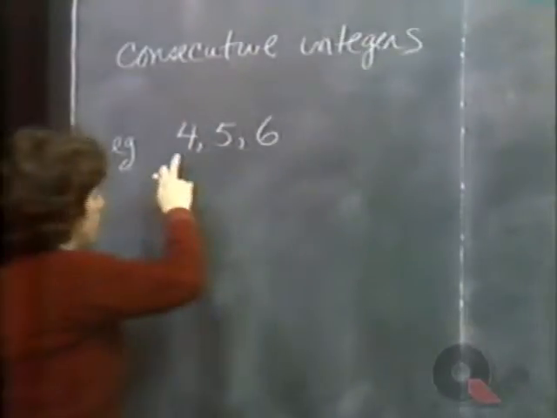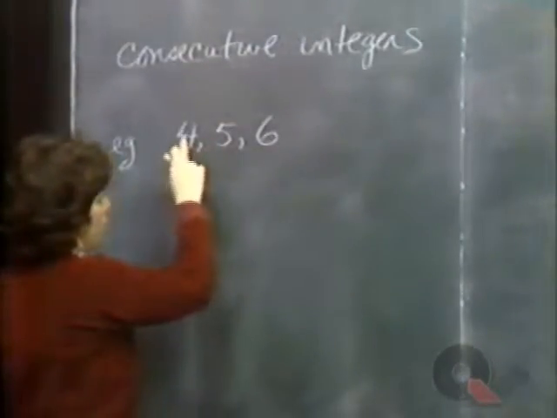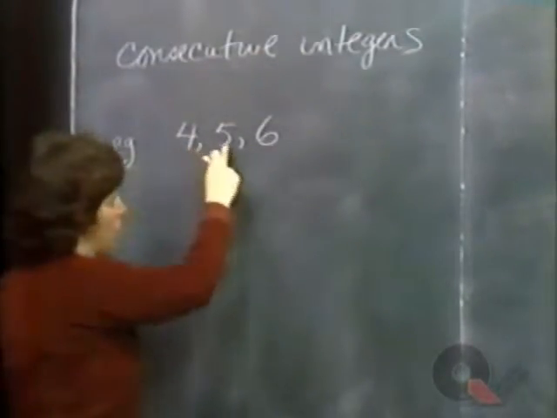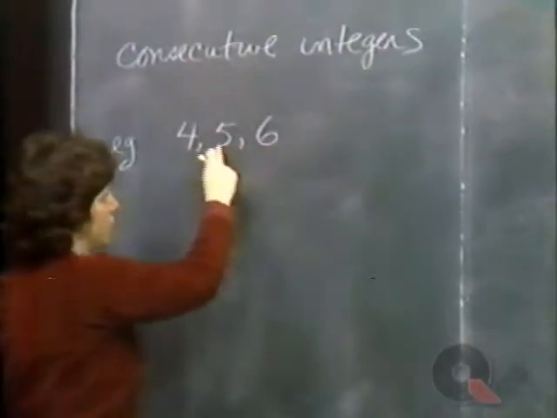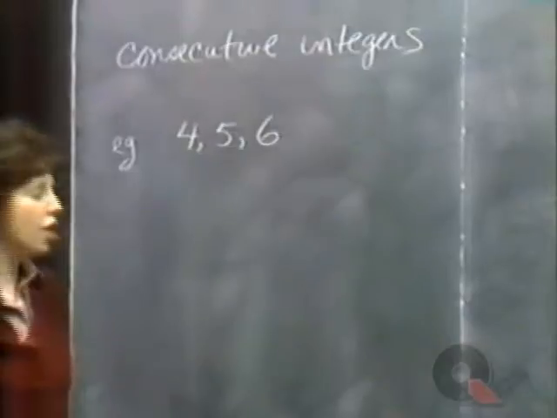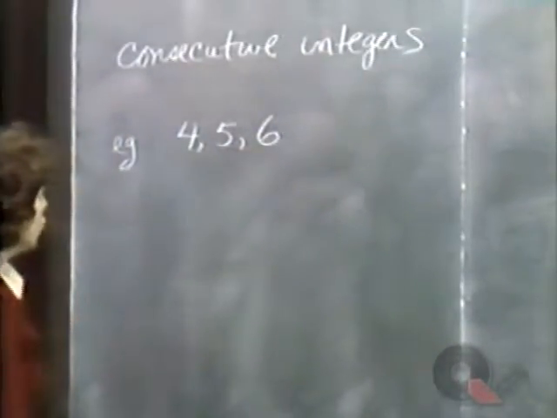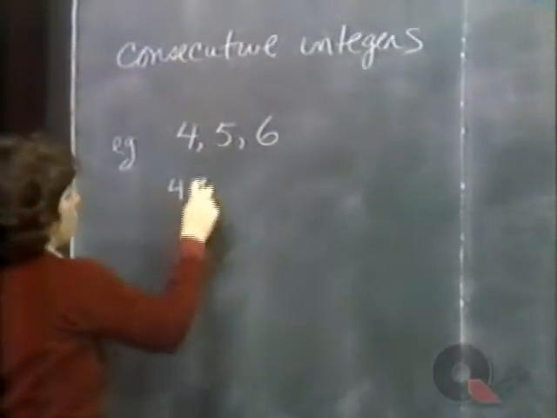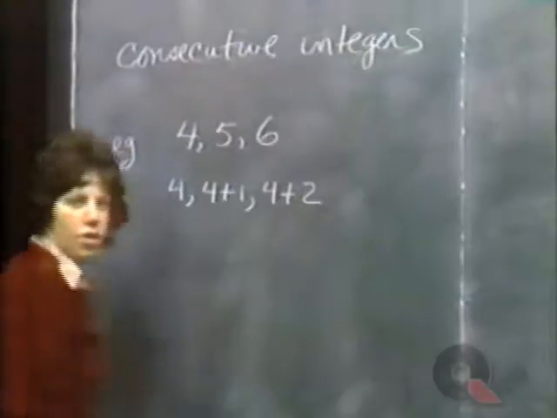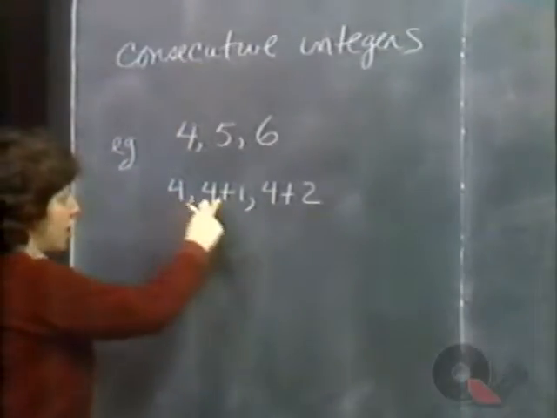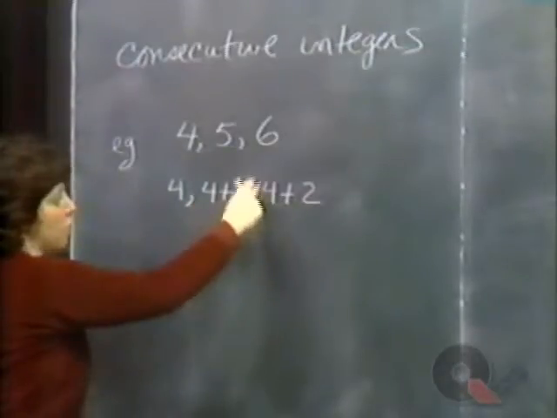Okay, now let's look at the relationship between consecutive integers. The difference between 4 and 5 is 1, and also the difference between 5 and 6 is 1. 5 minus 4 is 1, 6 minus 5 is 1. That is consecutive integers. The integers are going up by 1. You could write them as 4, 4 plus 1, and 4 plus 2. The first one was 4, the second 4 plus 1, the third 4 plus 2.